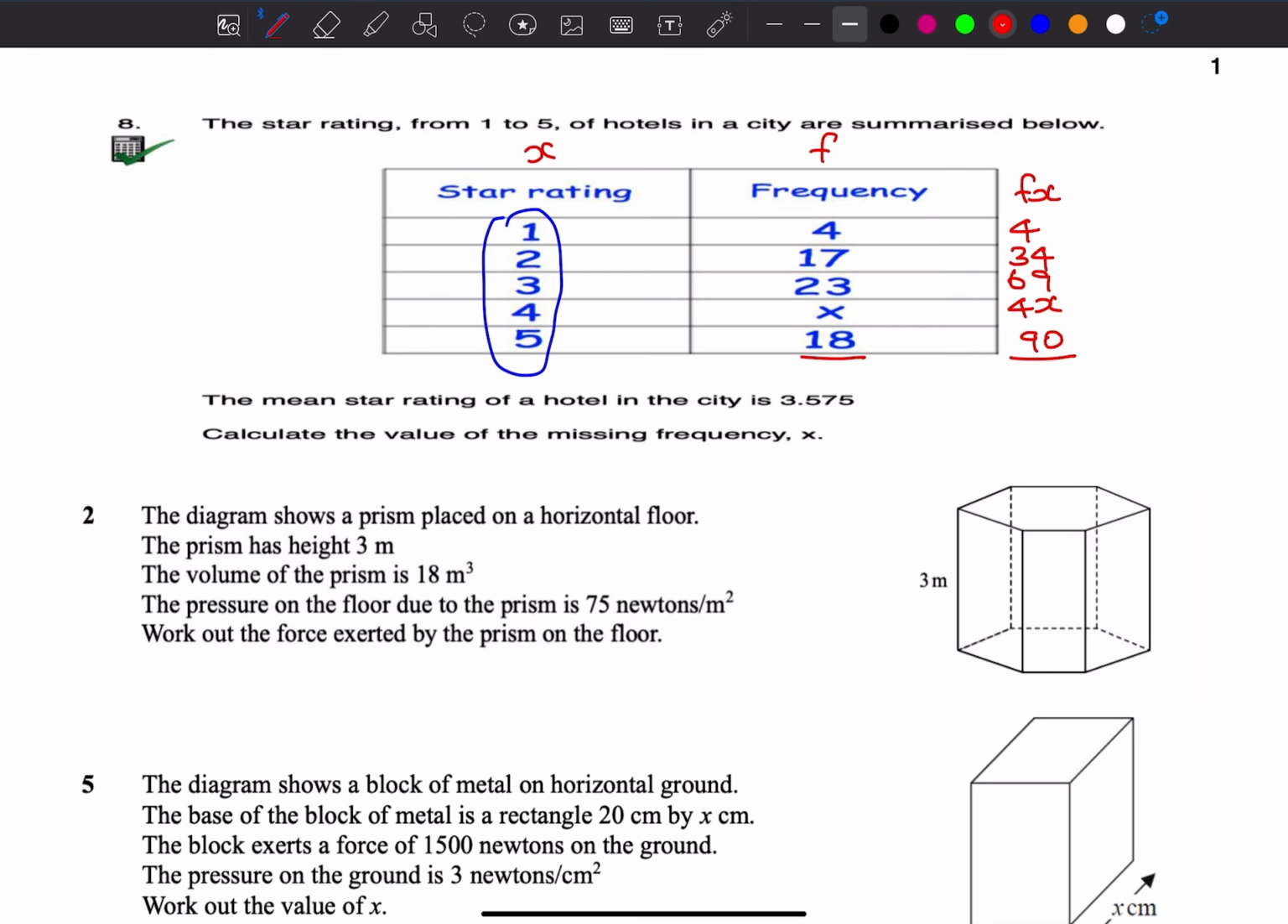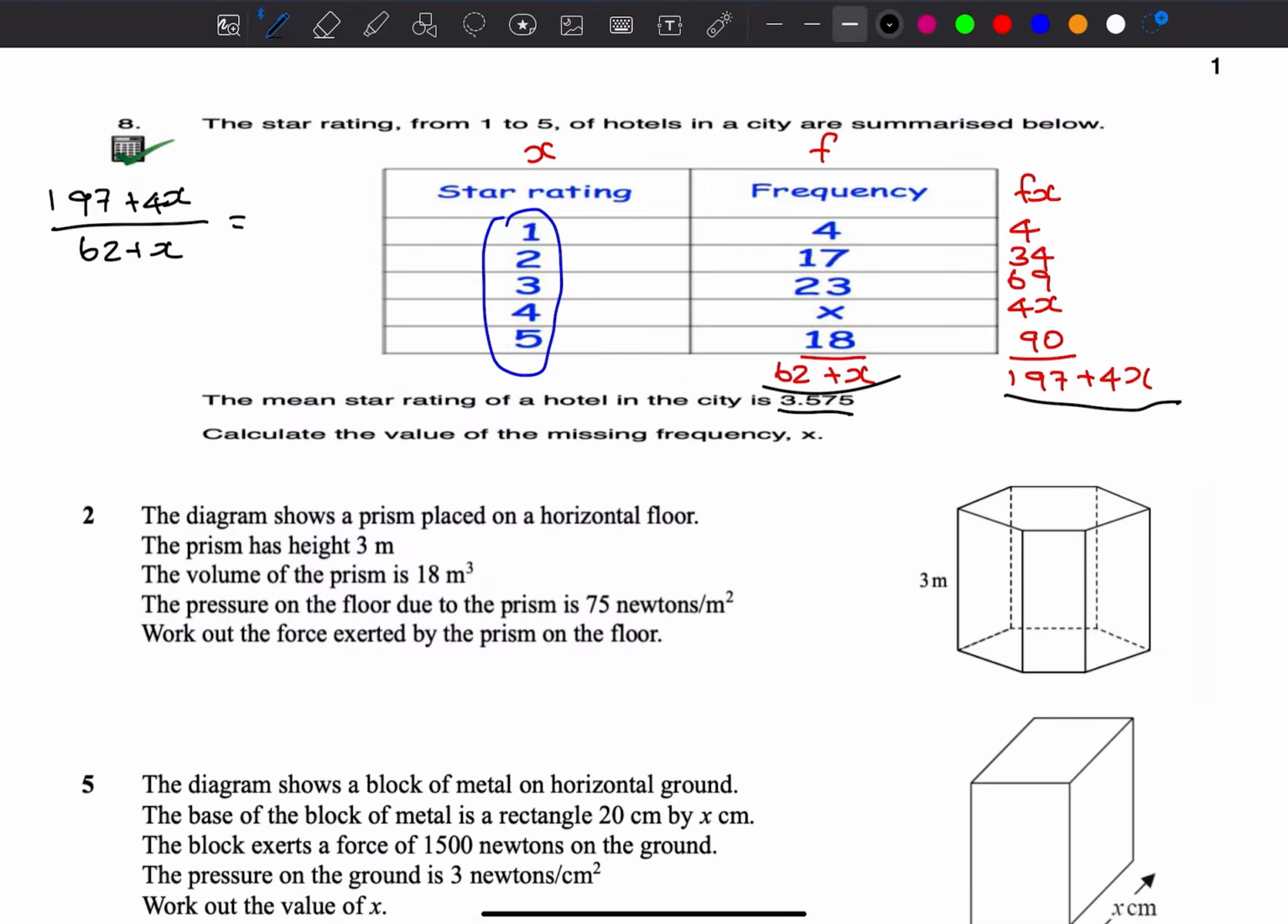You need a total here, you need a total here. What's the total here? That's 4 plus 17 plus 23 plus 18, and so that gives me 62 plus x. And then here, 4 plus 34 plus 69 plus 90 gives you 197 plus 4x. Now what you're supposed to do is always that number divided by that number, isn't it?